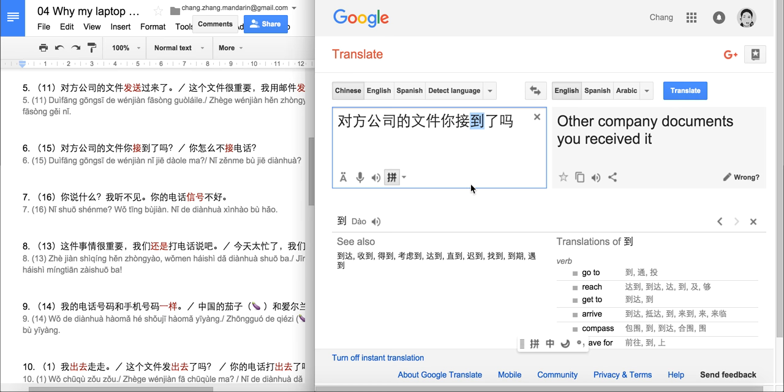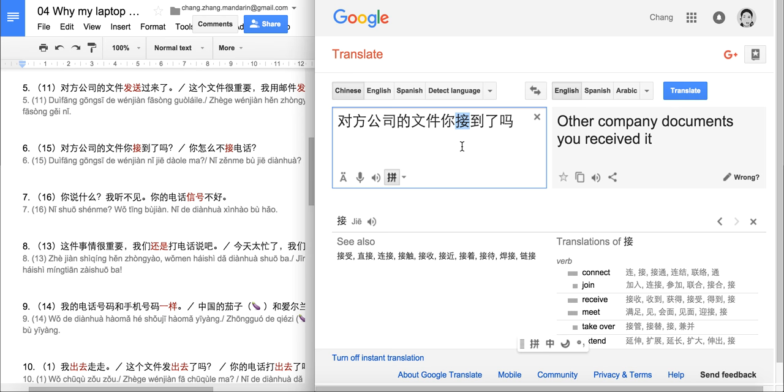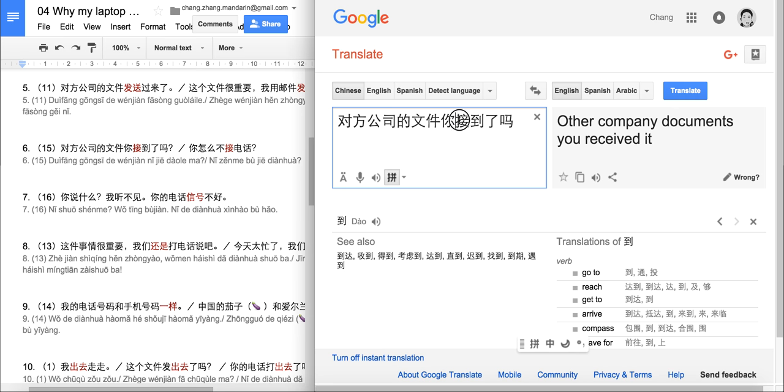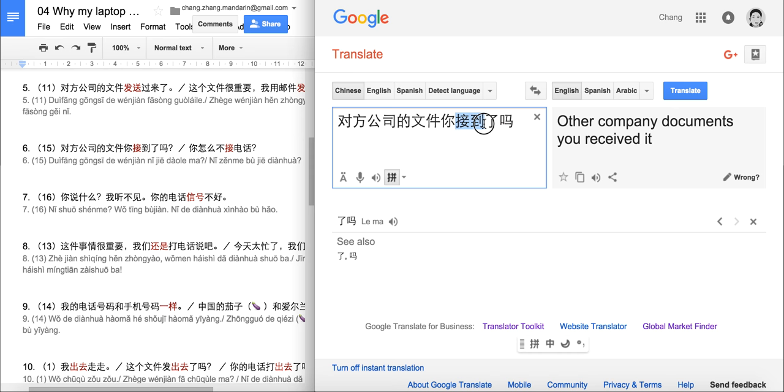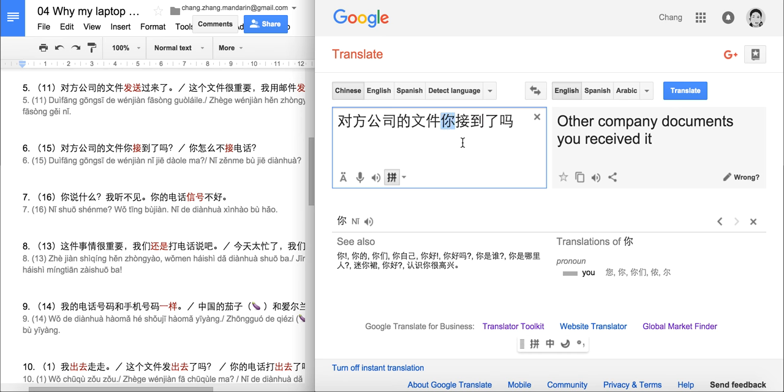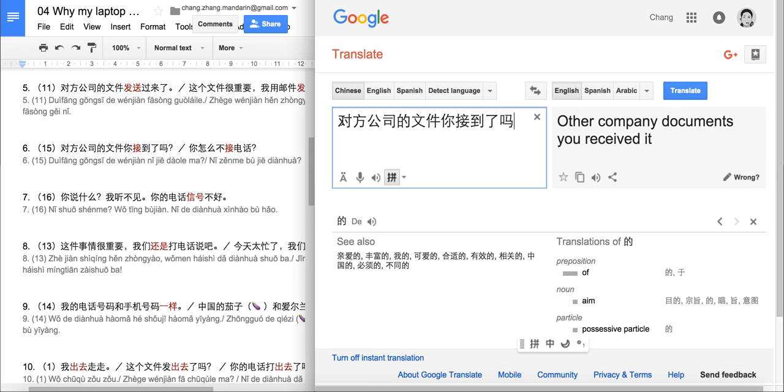And 到 here means to reach. As a complement of this structure, we use 到 as a complement to refer to the result of the previous verb. So that's the verb plus complement. So 接到 means you receive with the result. Le past tense, ma question particle. So, have you already received the document of the other company? Okay.